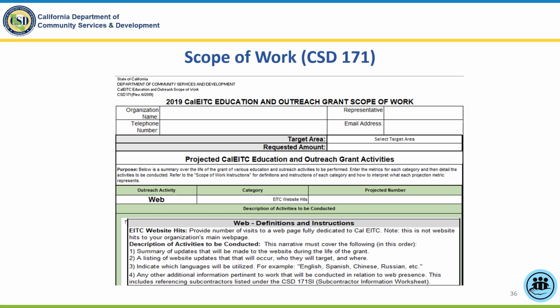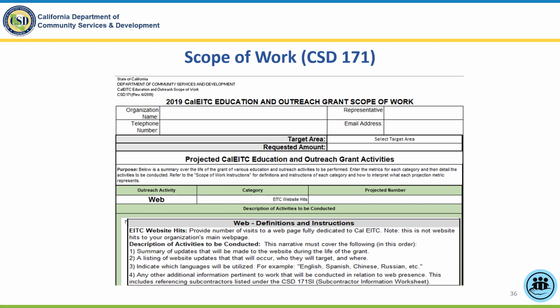Like the application narrative template, the description of activities must follow the order indicated on the instructions. Applicants type the description of the form where it reads, "Type text here." First, an applicant would provide a summary of updates that will be made to its website during the grant.